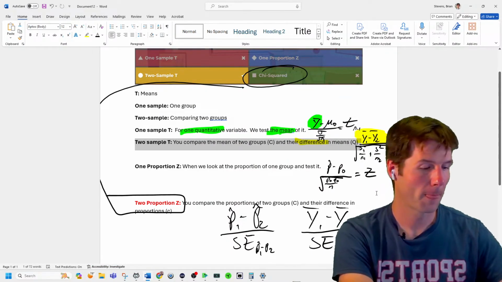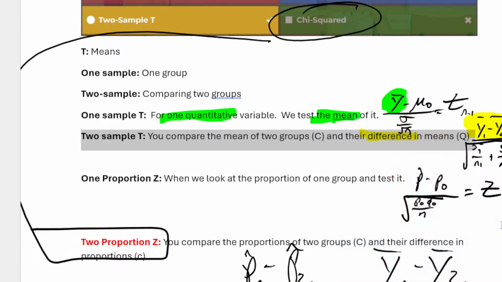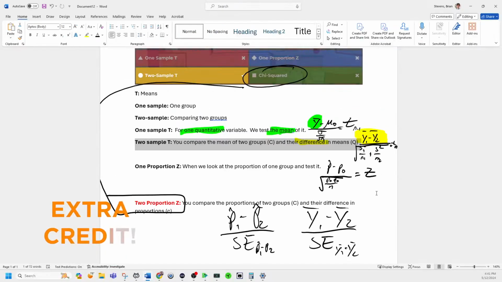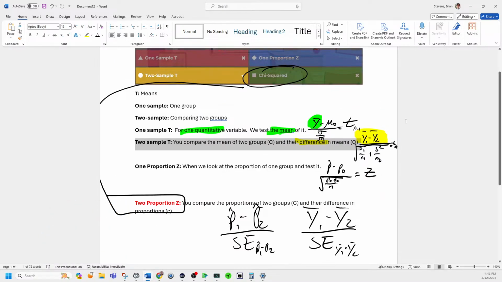Basically, I have it right here. The 2-sample t-test compares the difference in means between 2 groups. Great job, Aiden, right there. So you have to have 2 groups for the 2-sample t-test.